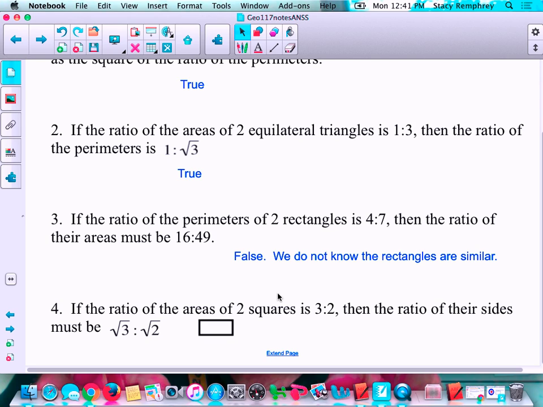The next one is false because we aren't sure that the rectangles are similar. Not every set of rectangles are similar. They'll have the angles the same, but the sides may not be in the same ratio. And in number 4, it is true. Squares all have the same sides, so we can prove all squares are similar.